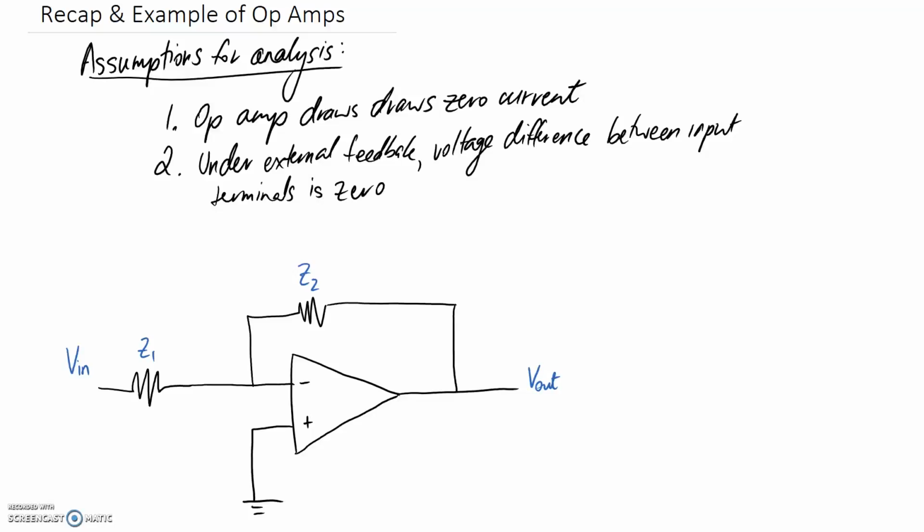So in this video, I'm going to go through the assumptions required for op-amp analysis, and then I'm going to apply it to an example related to this op-amp system here. So to start off with, we have an assumption that the op-amp draws zero current.